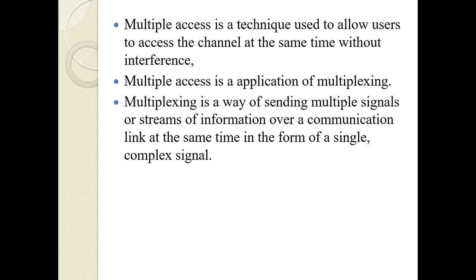And multiplexing, we know, is a method of sending more signals or streams of data or information over a communication link at the same time, in the form of a single complex channel. This is the format we have in multiplexing. So we need to know that the multiple access scheme is an application of multiplexing.